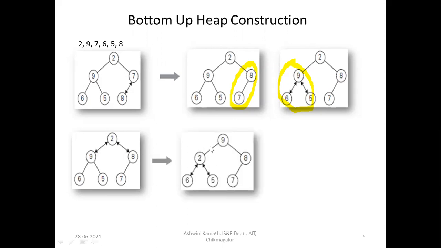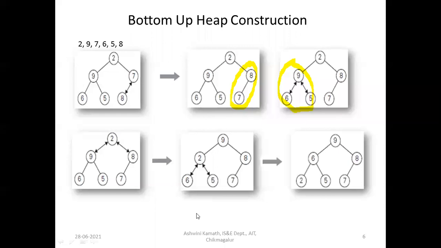You have exchanged 9 and 2, so now you have to check with the descendants of 2. Again 6 and 5 are both greater than 2. Among 6 and 5, 6 is greater than 5 and 6 is greater than 2 also. So exchange 2 and 6. So this is the heap constructed using the bottom-up heap construction method. I hope you understood.